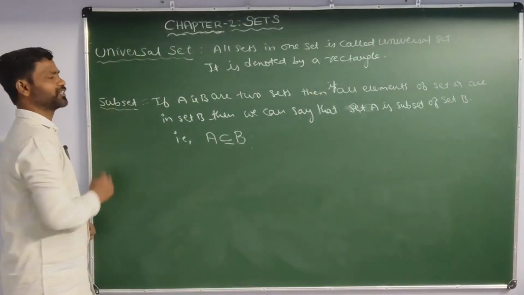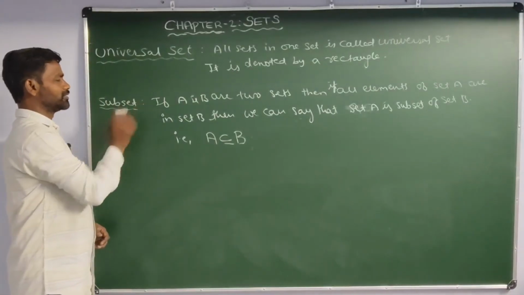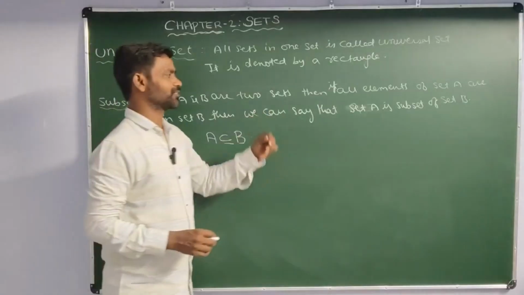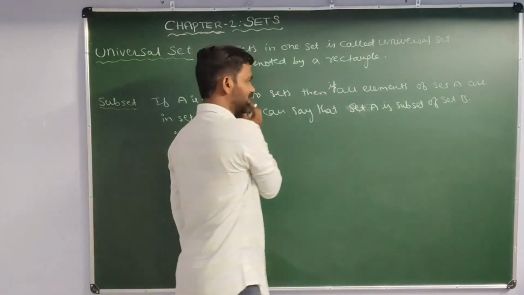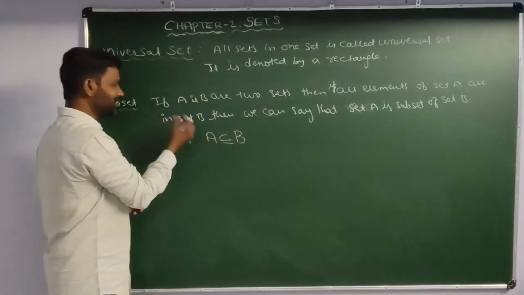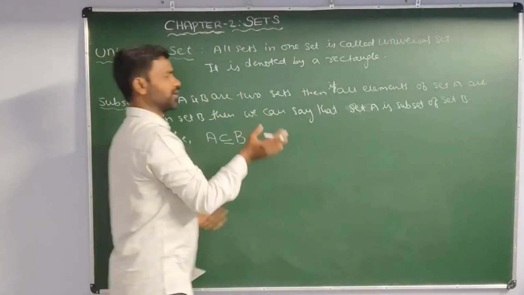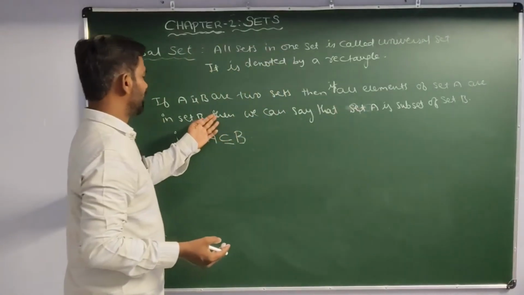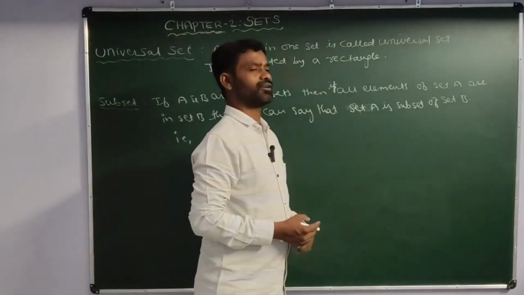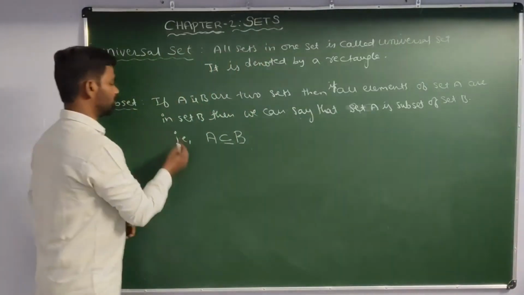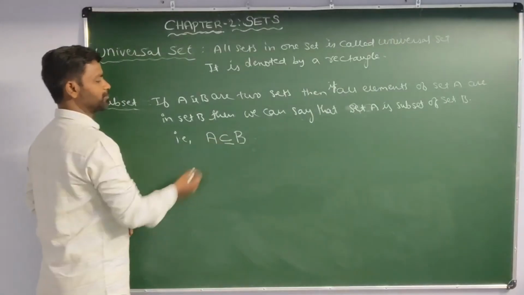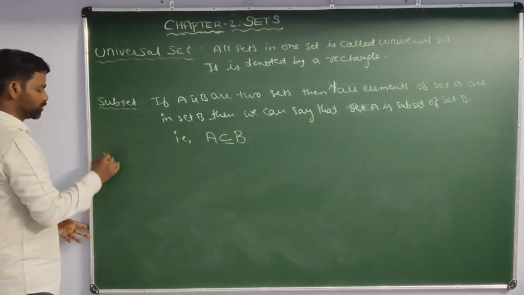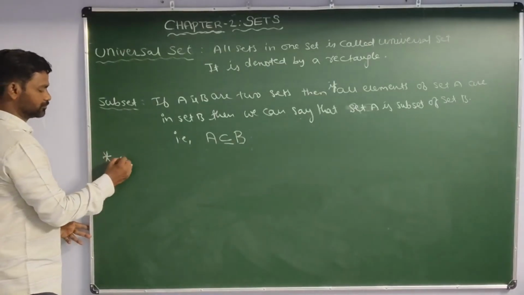Next one is subset. What is a subset? If A and B are two sets, and all elements of set A are in set B, that is, the same elements which are in set A are also in set B, then we can say that set A is a subset of set B. Mathematically we can represent it like this: A ⊆ B. Two more important points we can write here.